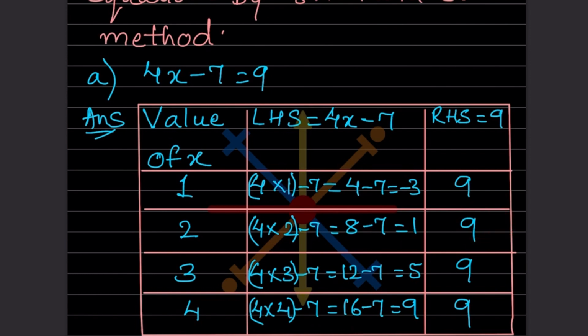Now let us put x as 3. This is 4, x is 3, and this is minus 7. So what is this here? 12 minus 7, that is 5. The left hand side is 5 and the right hand side is 9. So again this doesn't satisfy the equation.